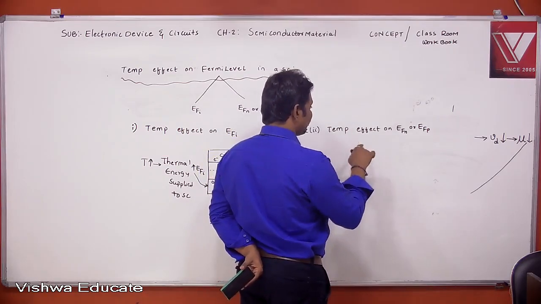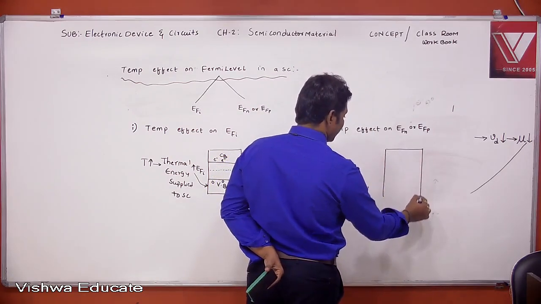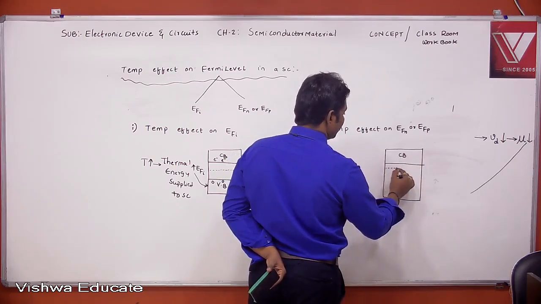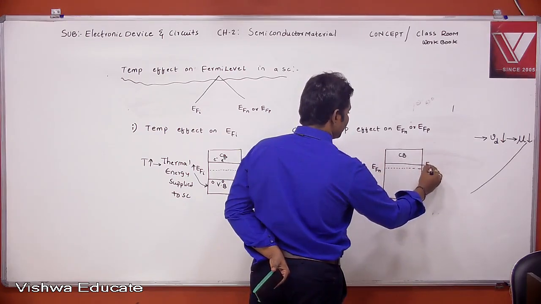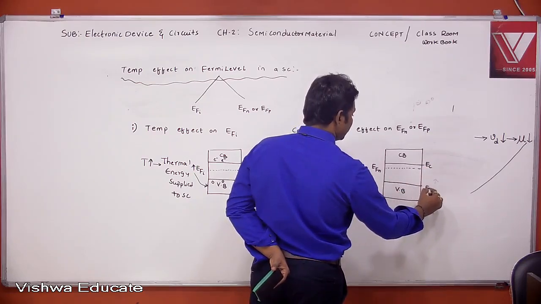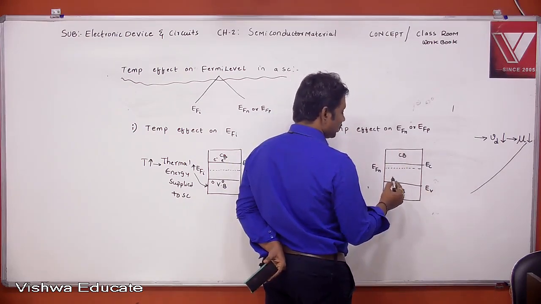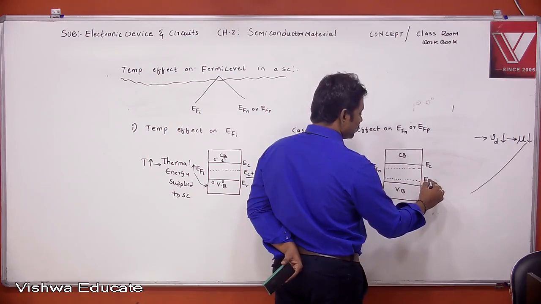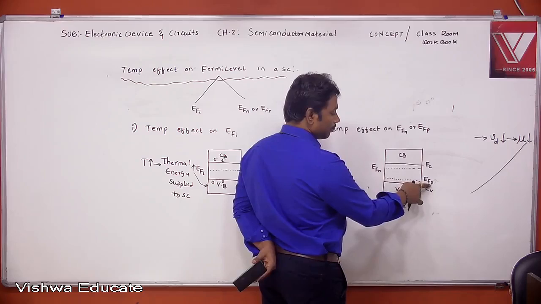Before going to this effect of temperature on the extrinsic Fermi level, tell me, in case of an N-type semiconductor, where is the Fermi level? In case of an N-type semiconductor, the Fermi level is nearer to the conduction band. This is nothing but EFN. This is the position of the Fermi level. And similarly, in case of a P-type semiconductor, where is the Fermi level? The Fermi level is nearer to the valence band. This is EFP. This is the Fermi level for N-type, and this is the Fermi level for P-type.